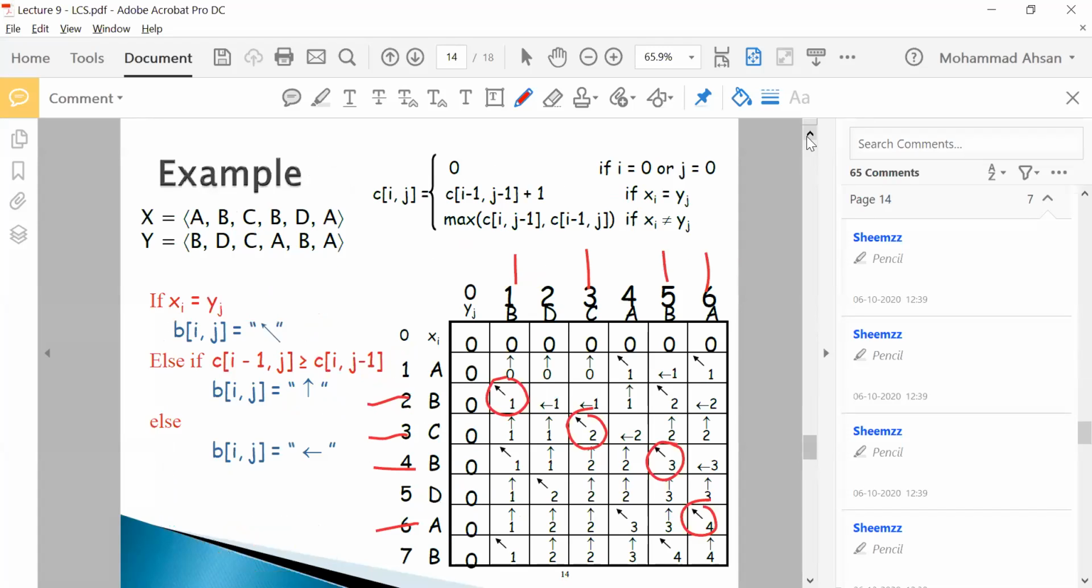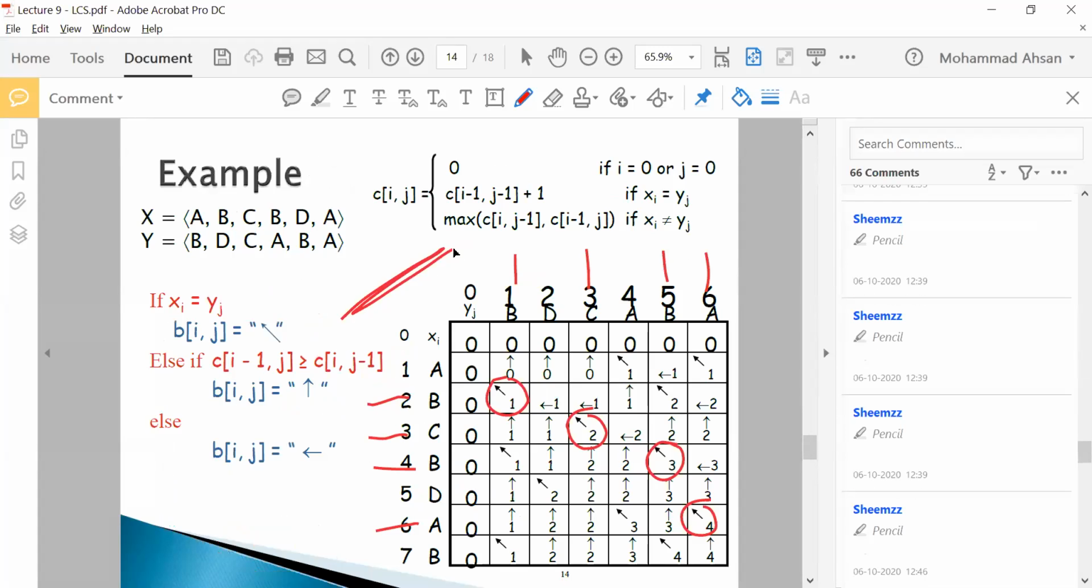Okay, so what you see here is a combined B table and C table. You can make it separately, but if you just look at the table, you'll find the substring by finding all the elements where you are getting the value from the diagonal box.